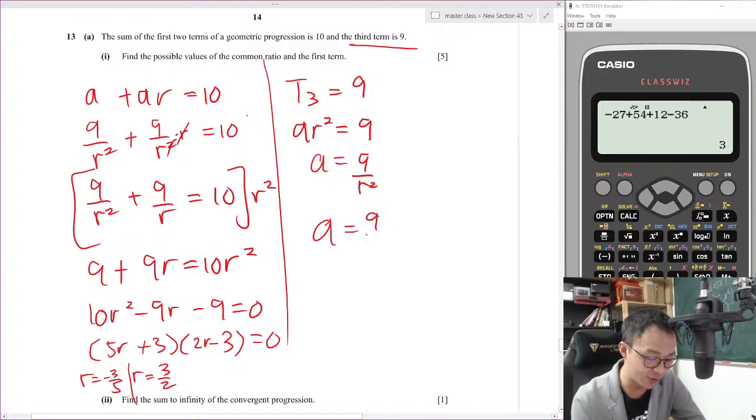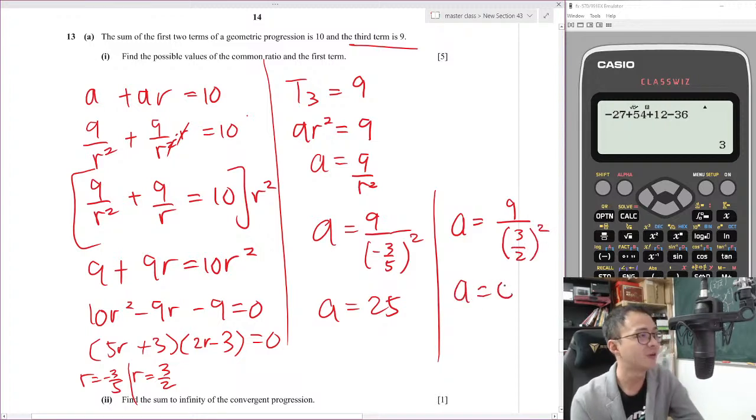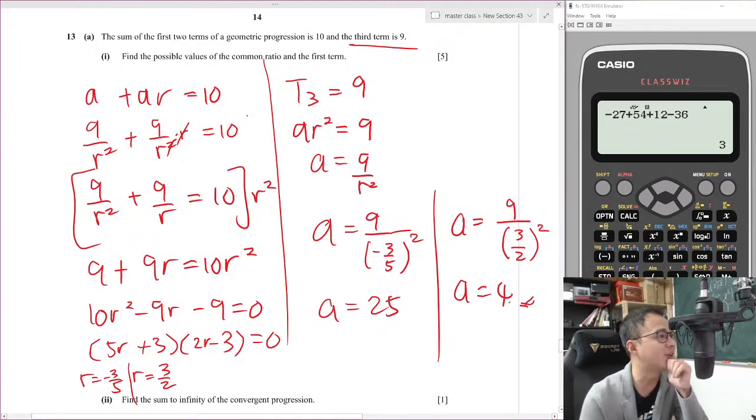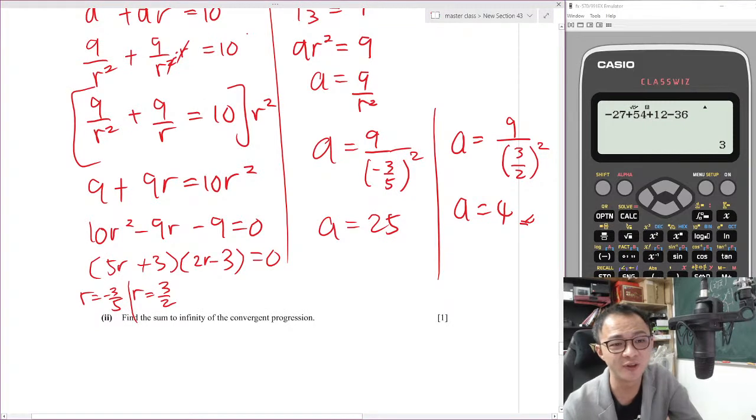So A will equal 9 over negative 3 over 5 squared. So A equals 25, I believe. So A equals 9 over 3 over 2 squared. So A equals 4. So you should have 2 answers for A and 2 answers for R. This is the reason why they give you 5 marks here.